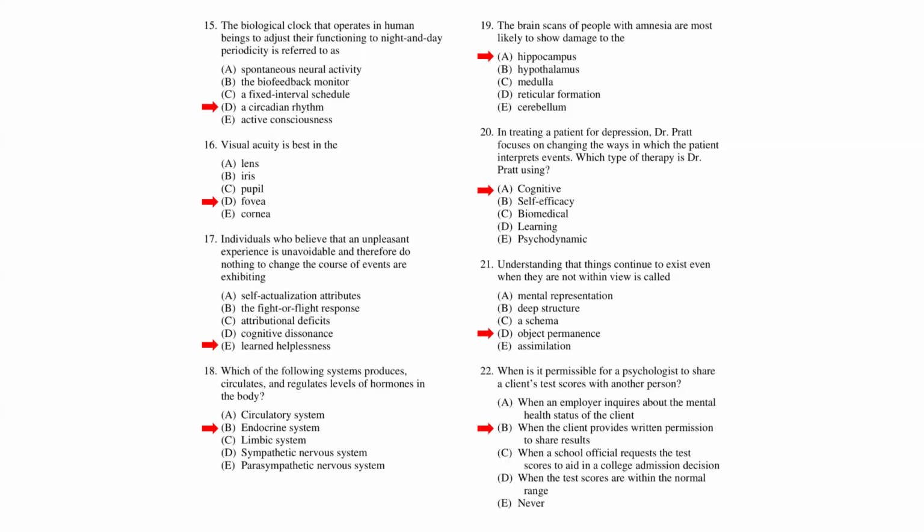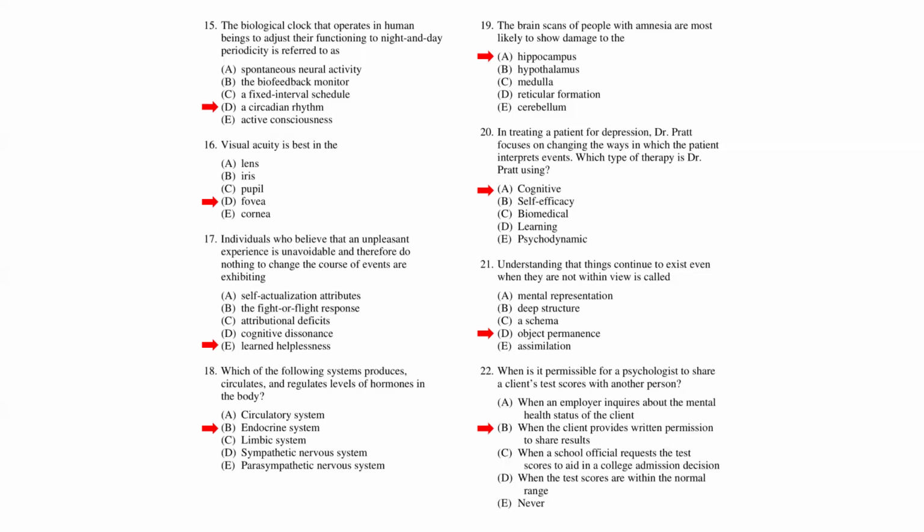Number 20, in treating a patient for depression, Dr. Pratt focuses on changing the ways in which the patient interprets events. Which type of therapy is Dr. Pratt using? This is cognitive, because when it says the word interpretation or interprets, that definitely has to do with the cognitive approach.